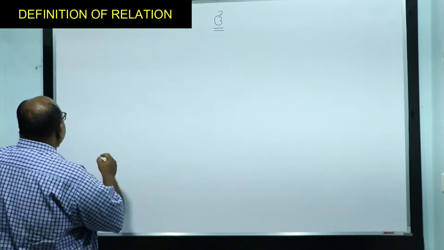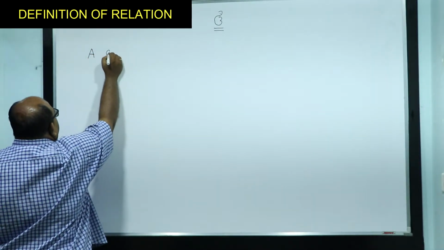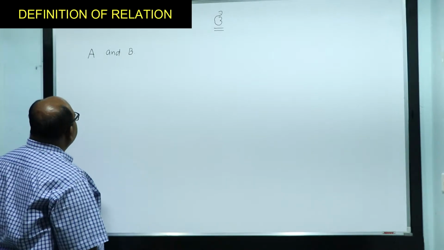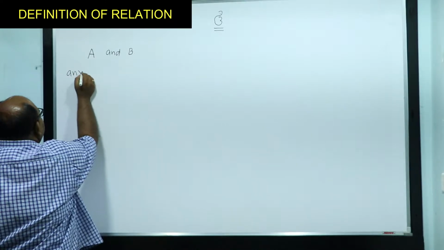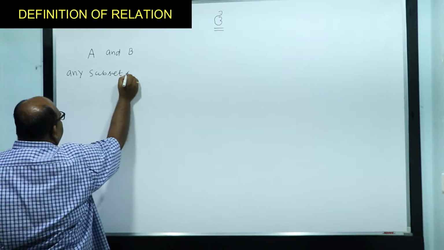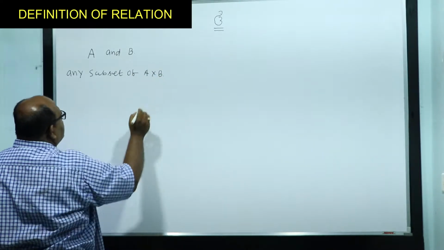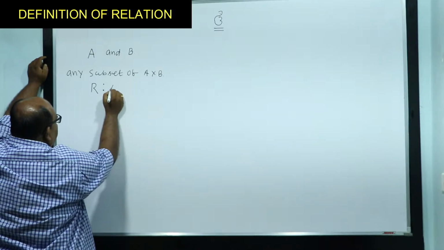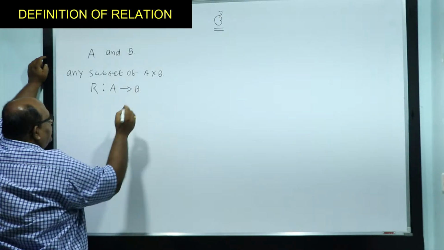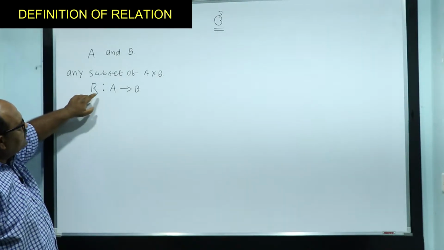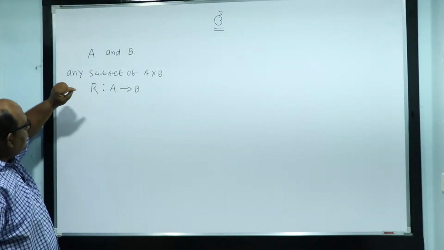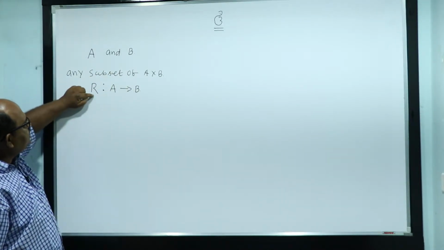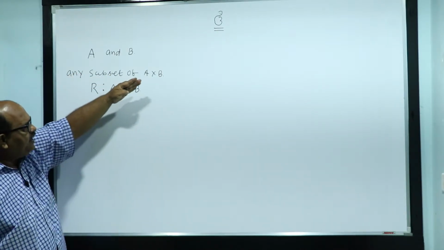The definition of relation is: if A and B are two non-empty sets, then any subset of A × B is called a relation from set A to set B, that is represented as R such that R: A → B. So if R is a relation from A to B, then R is a subset of A × B. Very simple thing. A relation from set A to B is a subset of A × B.